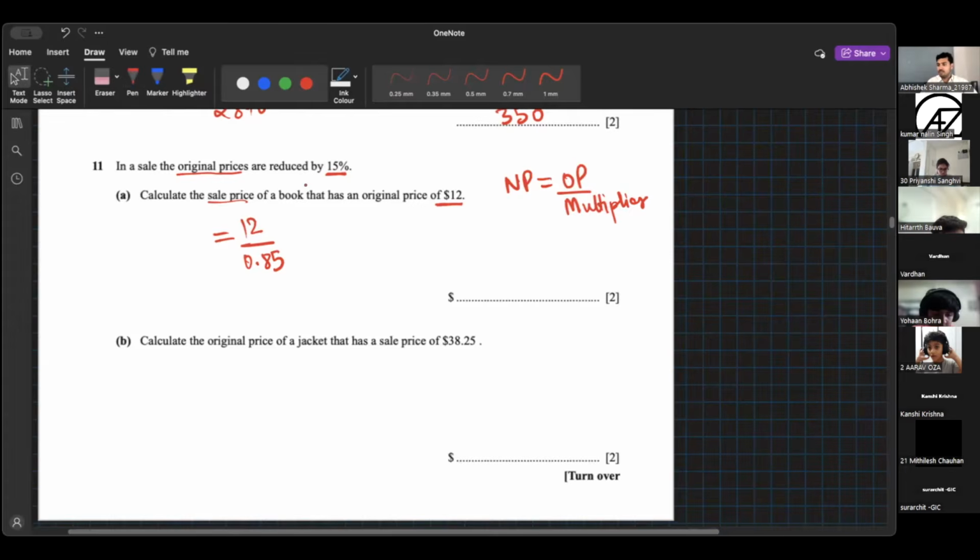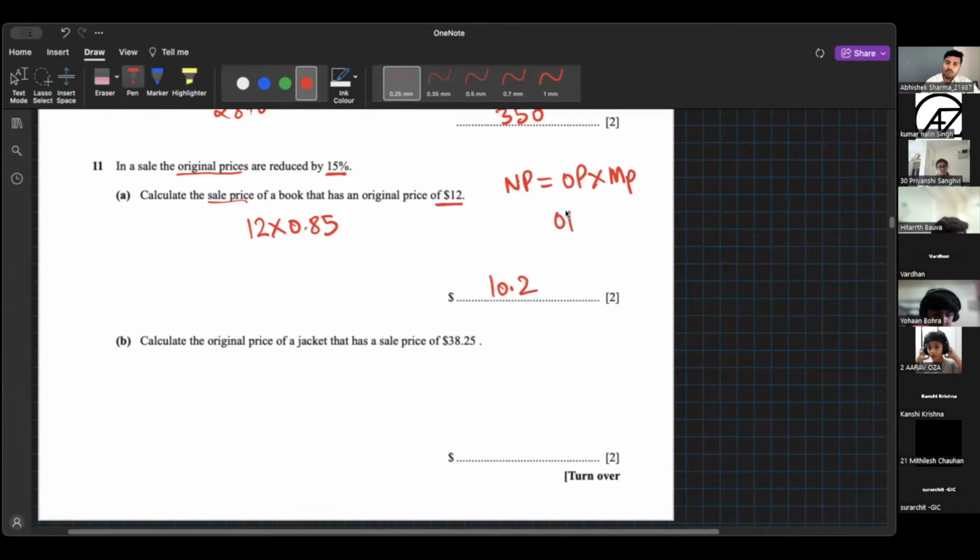wait, 12 into 0.85. New price is original price into multiplier. Yes, 12 into multiplier, that is 0.85. New price is original price into the multiplier. So that is 12 into 0.85, which is 10.2.